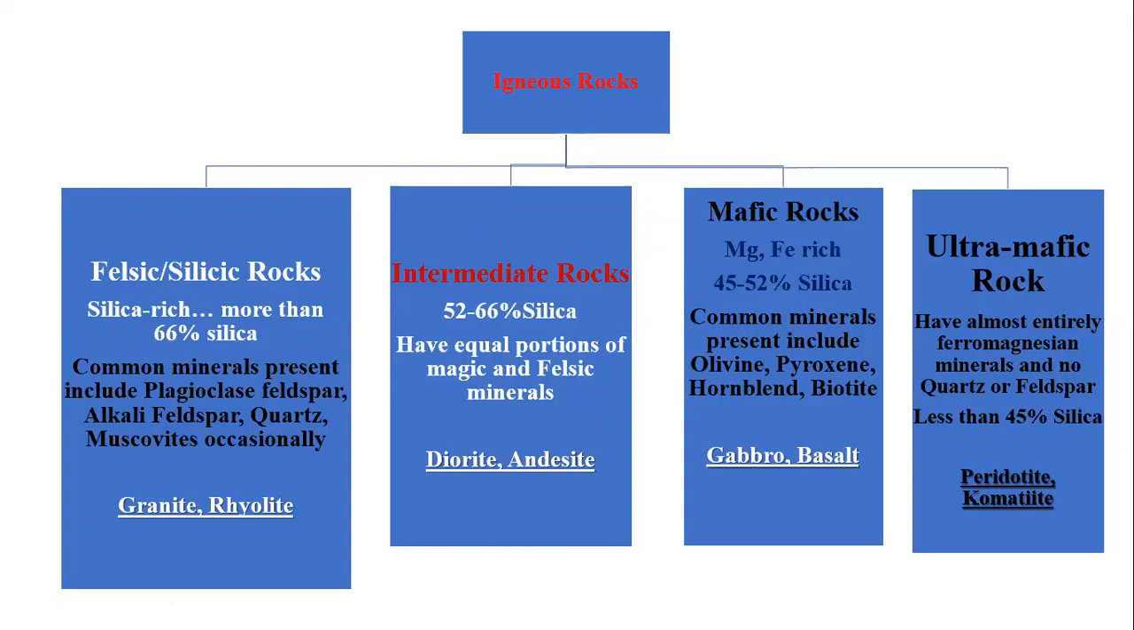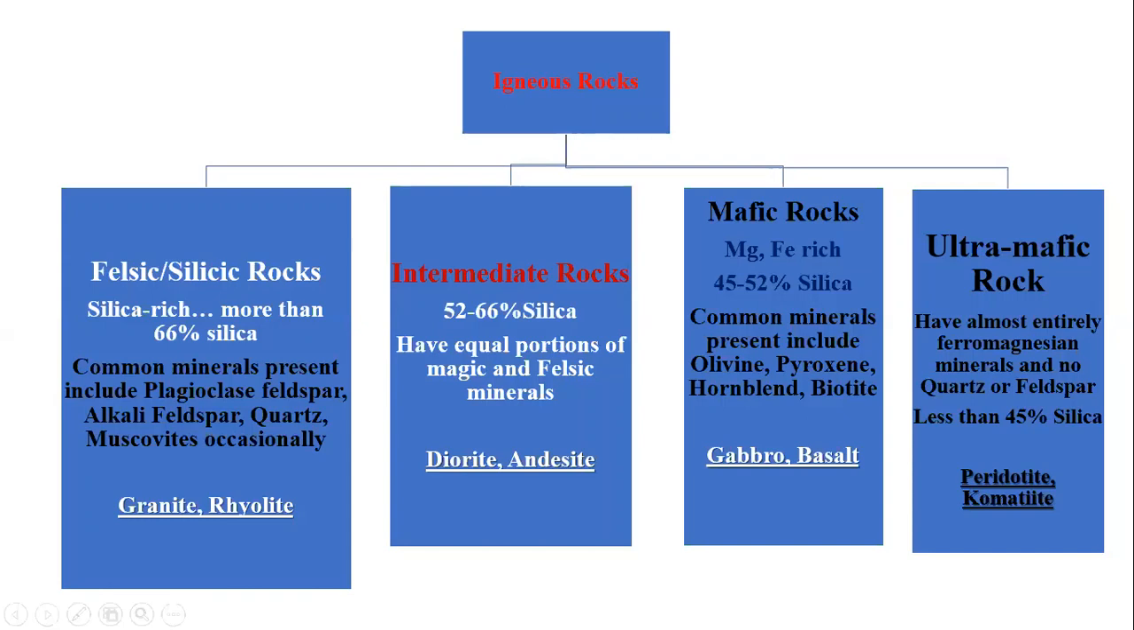Common minerals present within the felsic or silicic rocks include plagioclase feldspar, alkali feldspar, quartz, and sometimes muscovite. Examples of felsic or silicic rocks include granite and rhyolite. Now, what are mafic rocks?